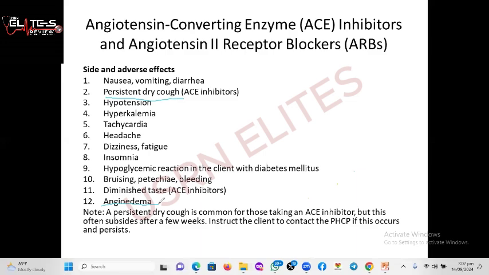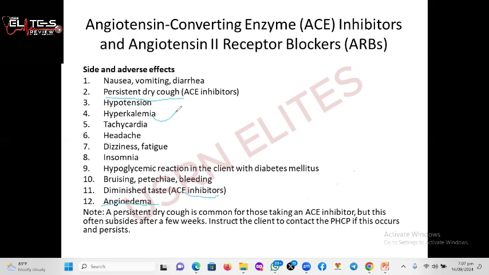And when it happens, it is the most serious side effect of ACE inhibitors. It can lead to airway blockage. And so for someone who presents with angioedema and they call you, what you need to tell them is that they need to stop the medication as soon as possible, because the angioedema could lead to airway blockage. Then you could also have diminished taste, which is also with ACE inhibitors. There could also be some form of insomnia. There could be tachycardia, hyperkalemia. It's also with people on ACE inhibitors.